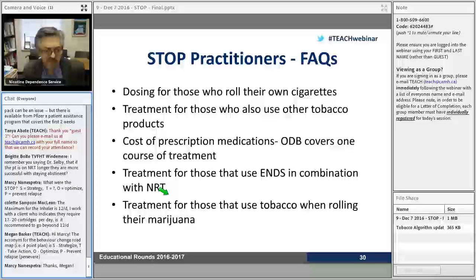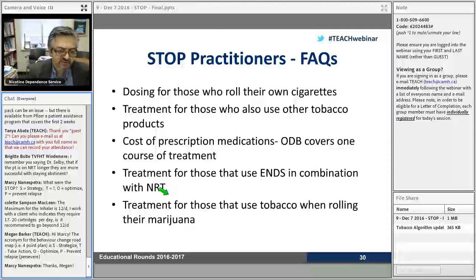So again, on our FAQs, we have information for you about dosing for those who roll their own cigarettes, how to start. In general, the principle is you start low, start with short-acting, see how much they need, and then switch them to long-acting patches depending on how much they're using. If they're using other tobacco products like hookahs and others, all bets are off.